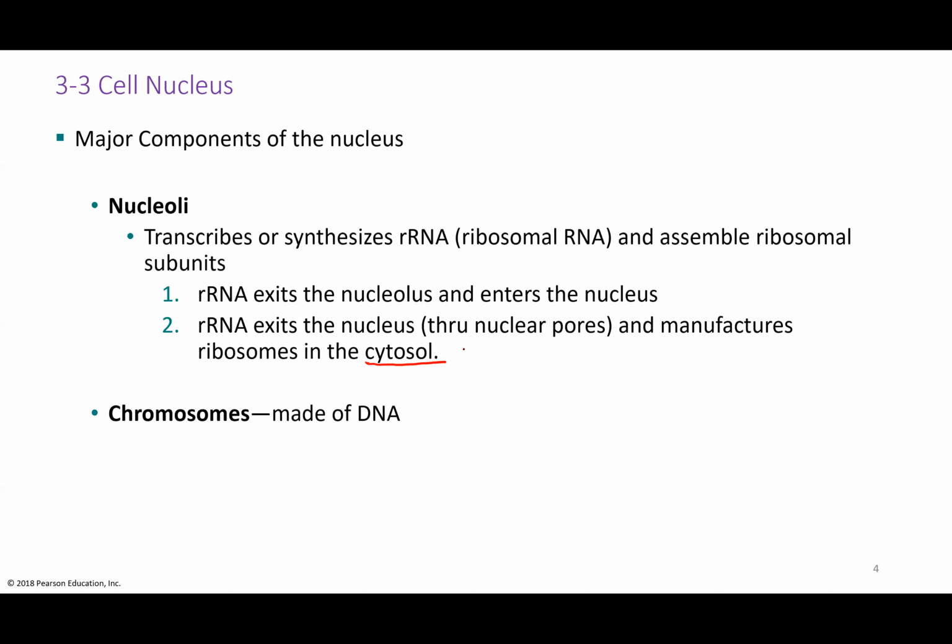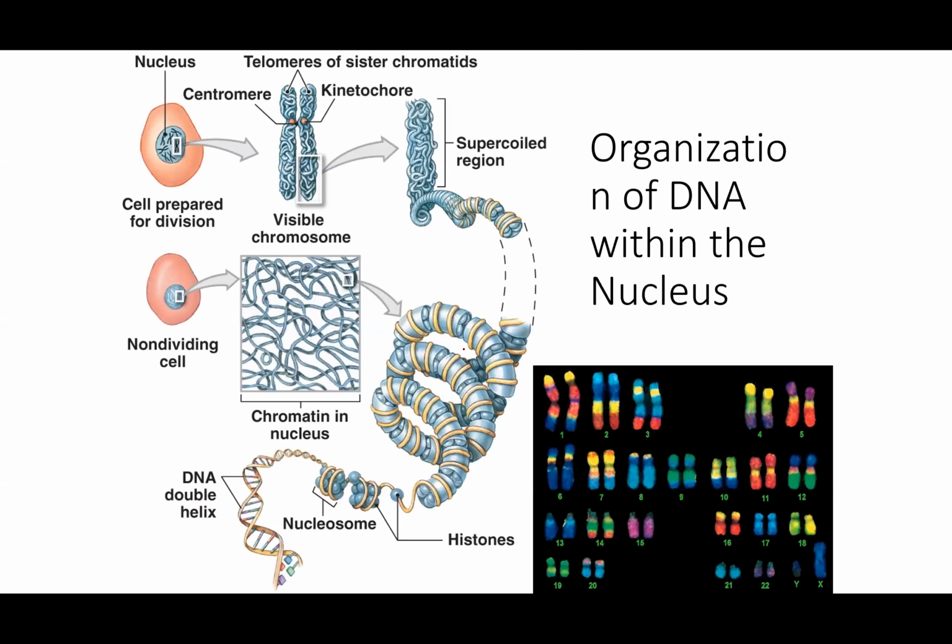Okay, another component of the nucleus is chromosomes. Chromosomes are made up of DNA molecules. So here is just showing you the organizational structure of chromosomes. If we start down here at the bottom where we just have a strand of DNA, it starts to compact and it coils around these proteins called histones.